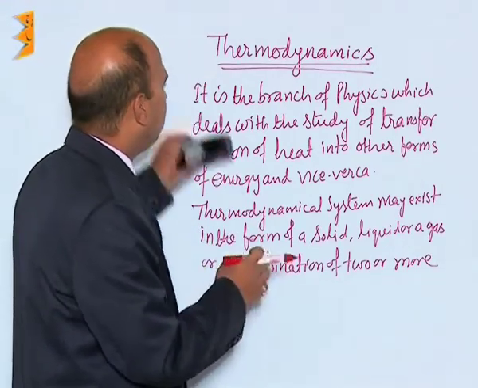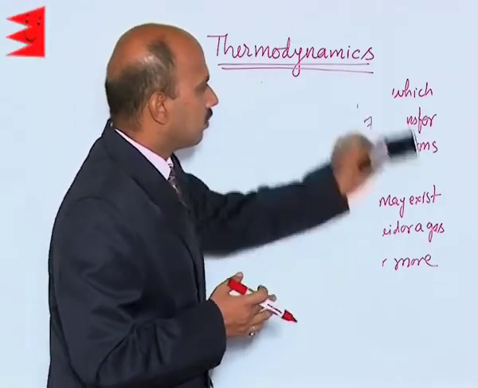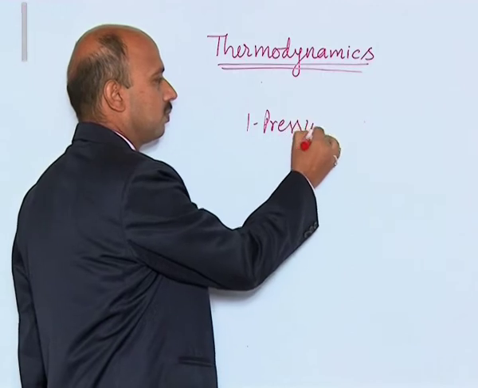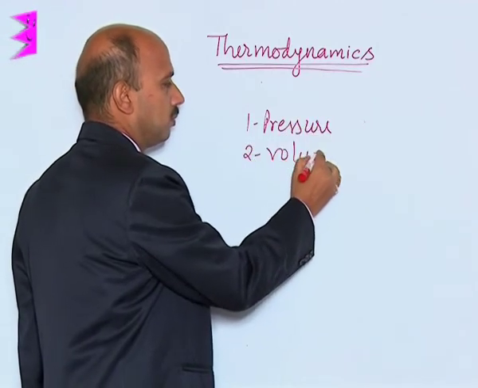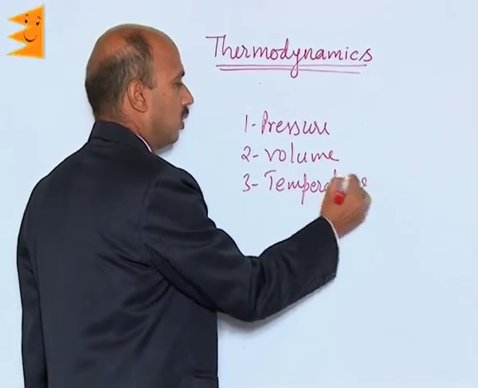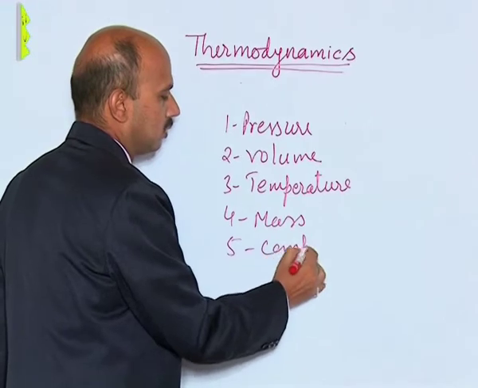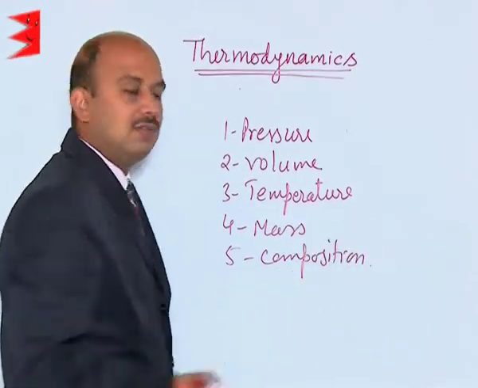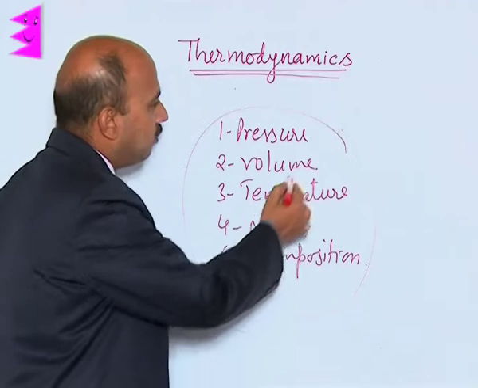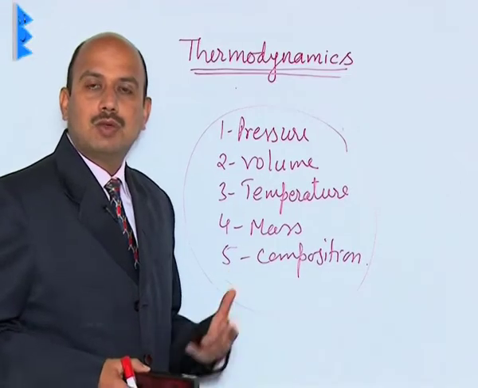Now see here, there are certain parameters which characterize the thermodynamical system. One is, first you can write pressure, volume, temperature, mass, and the fifth one you can write composition. So these are the parameters which characterize the thermodynamical system. If these parameters do not change with time, then we say the thermodynamical system is in equilibrium.